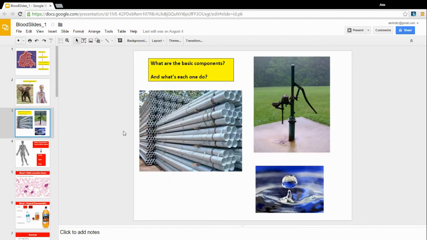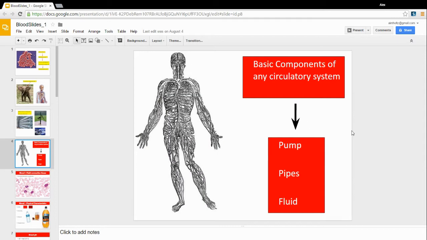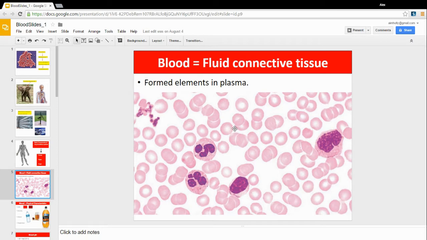That's what we've got to have. And any circulatory system has got to have three parts. It's got to have some sort of pipes, blood vessels in this case. It's got to have some sort of pump, which of course is going to be the heart in this case. And it's got to have a fluid, a transport medium. And we've got all three here. Our pump, the heart. Our pipes, the blood vessels, the arteries and the veins. And our fluid is blood. And that's what we're talking about today, blood. The fluid connective tissue that's within our circulatory system.